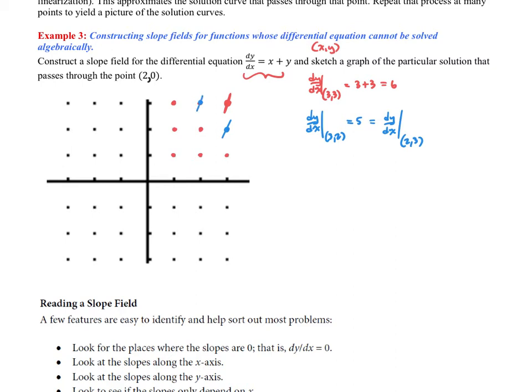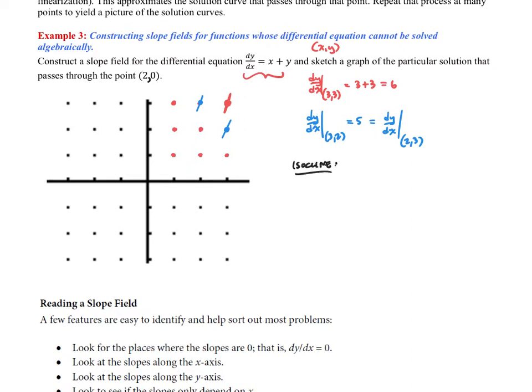So really what I'm doing is I'm sketching a bunch of little miniature slope lines, tangent lines at each of these points. Instead of doing all this mental math, what you can do is use what's called an isocline. Here's an isocline.